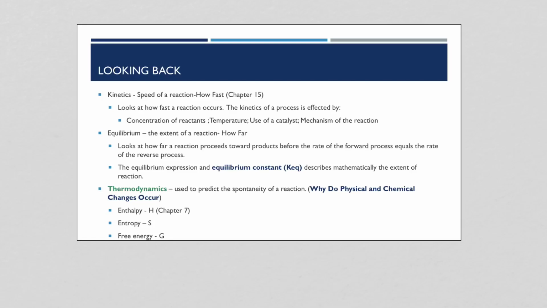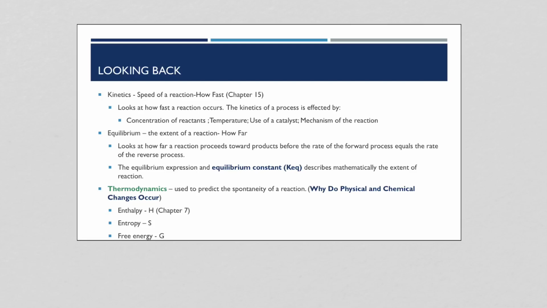And we saw that the kinetics or the speed of a reaction can be affected by things like concentration, temperature, catalyst, right? And we looked at the mechanism. So we looked at the process, right? Kinetics was very much concerned with what was happening during the process of the reaction. And that controlled how fast the reaction could go.